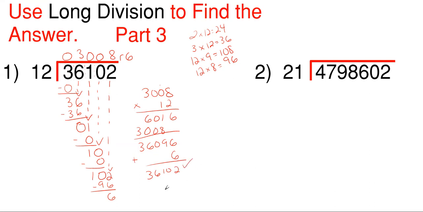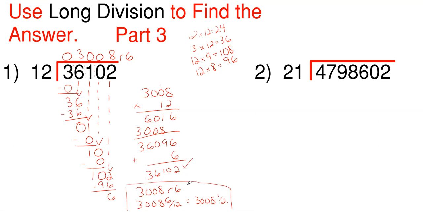Now, in writing your final answer, you could write it as 3008 with a remainder of 6, or you could write it as 3008, and then you take your remainder and divide it by your dividing number, which this one is 12. Or you could take it a little further, because 6 over 12 is 1/2. Any of those three responses would be a correct answer.